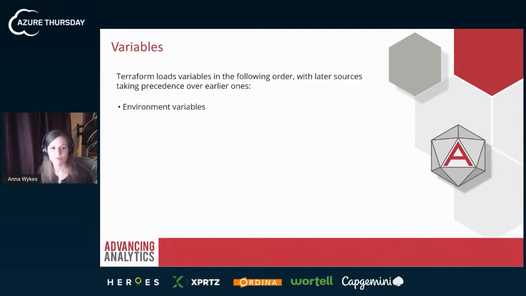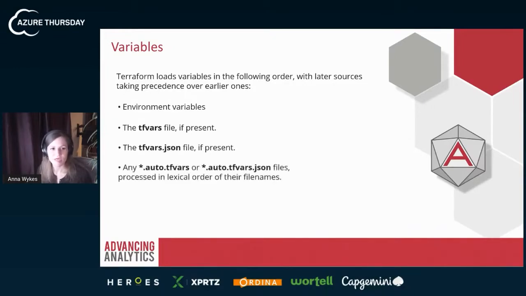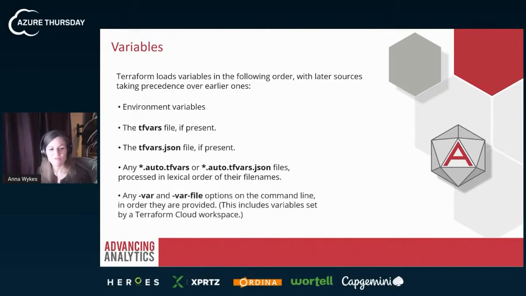So priority-wise, it will first look for environment variables, so environment variables on your system, or if you're in DevOps, on the agent. And then it will look for the tfvars file that we saw before in the repository and in my screen grabs. And if it's present, it will work with that. And then it will look for tfvars.json file if present, and then any auto.tfvars files. And finally, and I do use this one, when you're running your commands in your terminal, you can just pipe those variables in there as well. And I quite often do this when working in DevOps, just so I can pipe in the secrets that I've grabbed from my key vault.